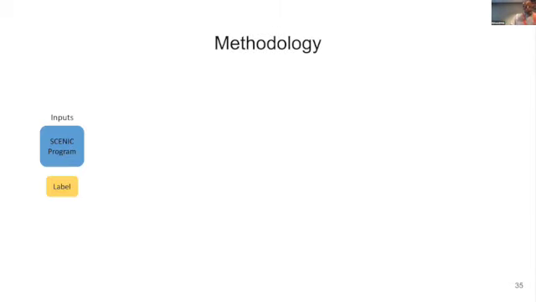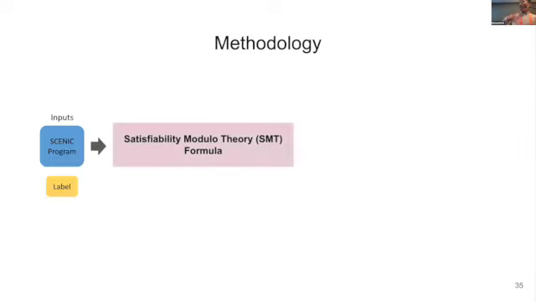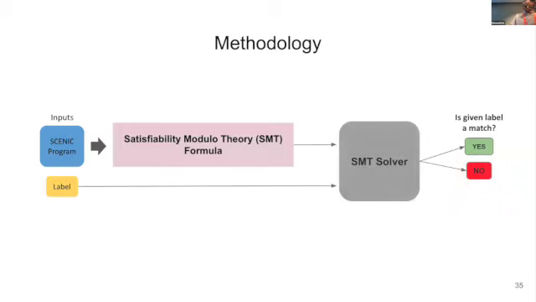So the methodology is quite straightforward, which is to convert the Scenic program into a mathematical representation, which in this case is an SMT formula. You don't have to know what that is. And then we use a solver and compare the label to see, okay, is the information in the label satisfying the constraints that are specified in the Scenic program?